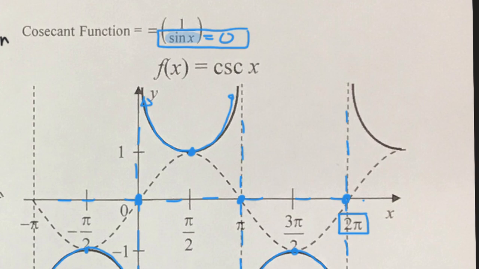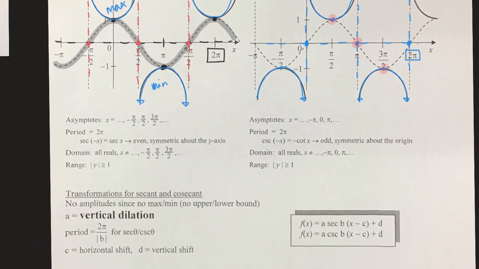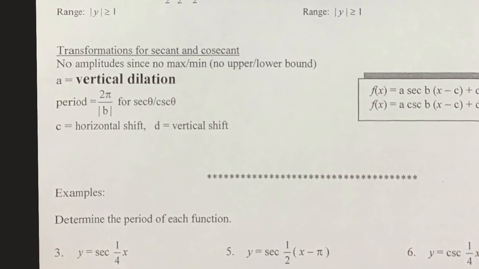Okay, so it's important to understand that when we're graphing secant and cosecant, we're going to get the zeros, the maxes, and the mins from your sine and your cosine graph. And we're going to use those zeros, maxes, and mins to graph asymptotes and upward facing and downward facing graphs. Okay, so let's practice some of these.